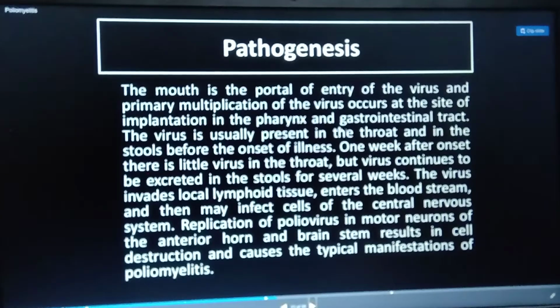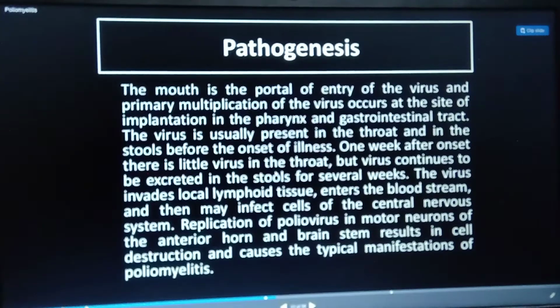Okay, from the pharynx and the gastrointestinal tract it enters your body, and multiplication of the virus takes place, which is the first stage of development of the virus. The virus stays in the pharynx, so they develop in the throat and also the gastrointestinal tract, and it is found in the stool. After that the virus is transmitted into the local lymphoid tissues, enters the bloodstream, and from the infected cells of the bloodstream it enters our nervous system.